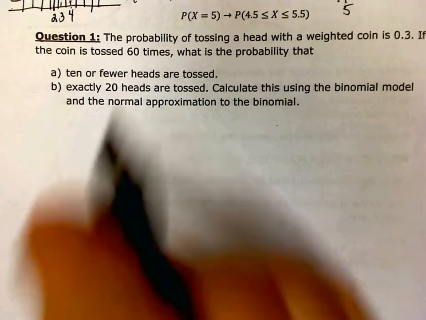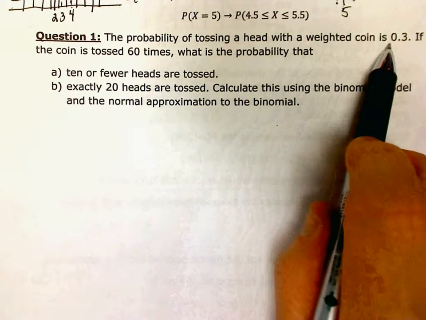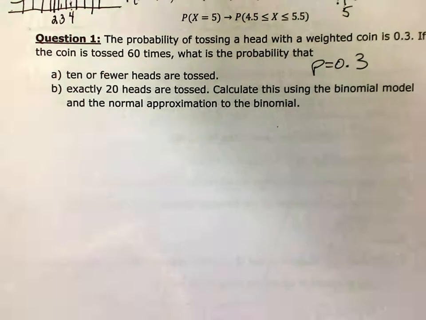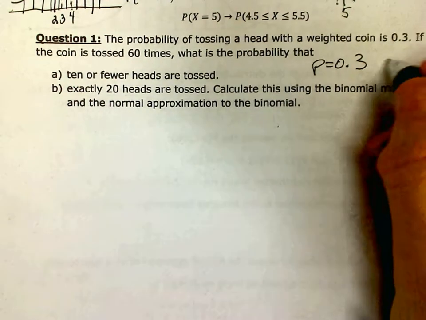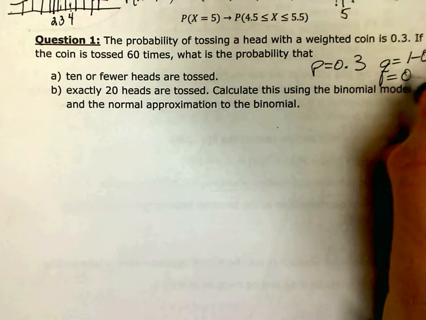The probability of tossing a head with the weighted coin is 0.3. So p equals 0.3. That means q equals 1 minus 0.3. That's 0.7.